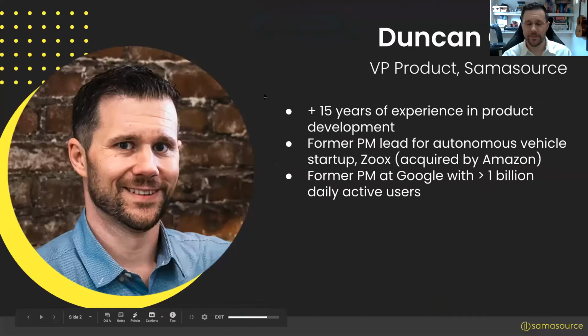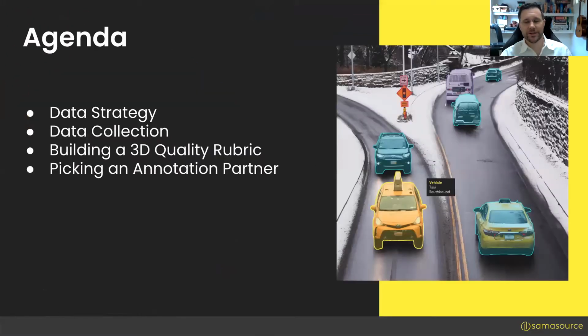All right. As Luke said, I'm Duncan, the VP of Product here at Samasource, and I have some background in autonomous vehicles and data labeling. So I'm hopefully going to share some insights that are useful to you tonight, and then answer some of your questions at the end. How I'm going to address this is we're going to talk about a data strategy, your data collection options, building a 3D quality rubric, and then picking an annotation partner.